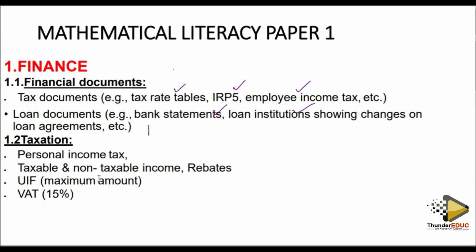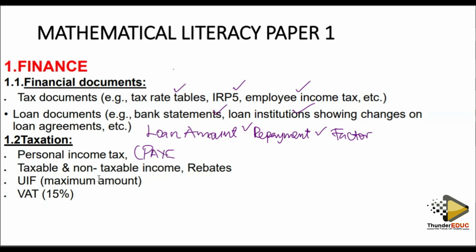The loan, we look at what we call the loan amount. We looked at the repayments, how much you pay per month. When we look at the home loan, we look at the factors that will determine the monthly repayment. And when it comes to taxation, we have personal income tax, also known as PAYE, which is pay as you earn, and we shall look at that also when the time comes.